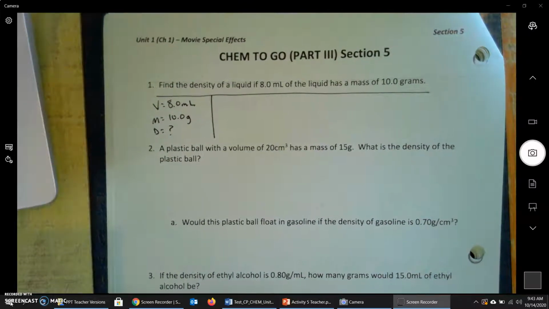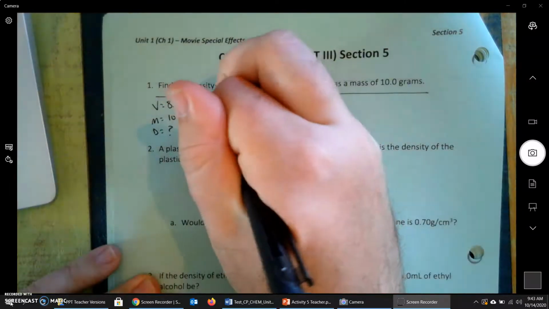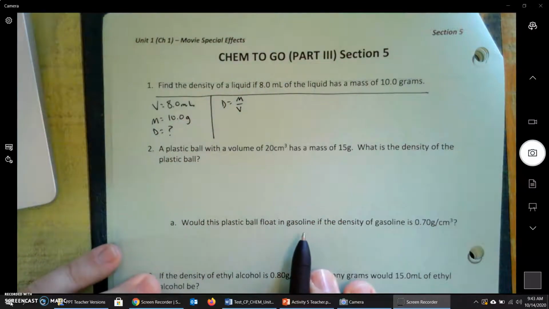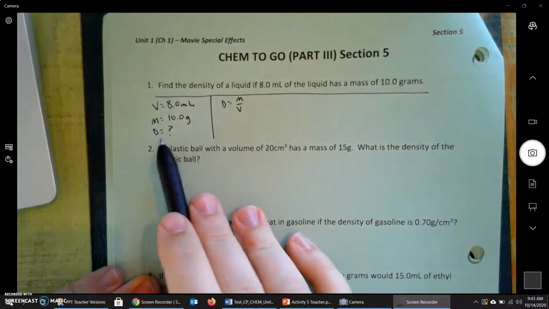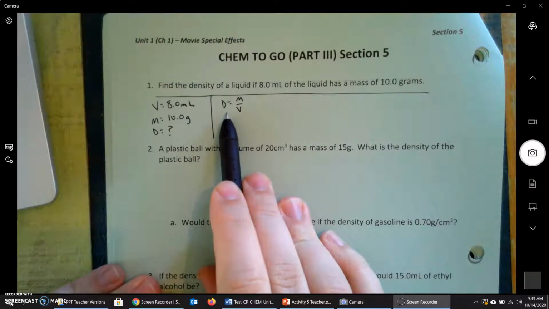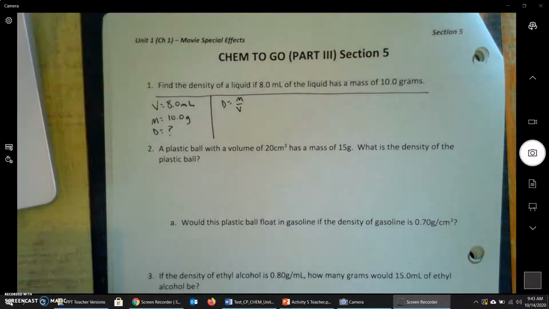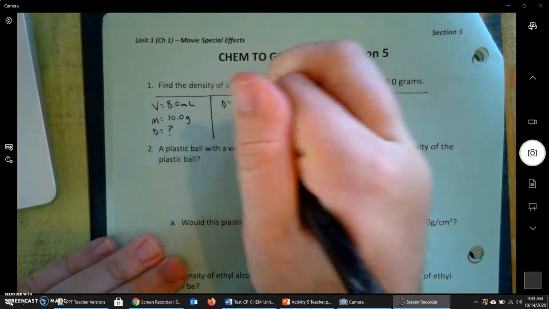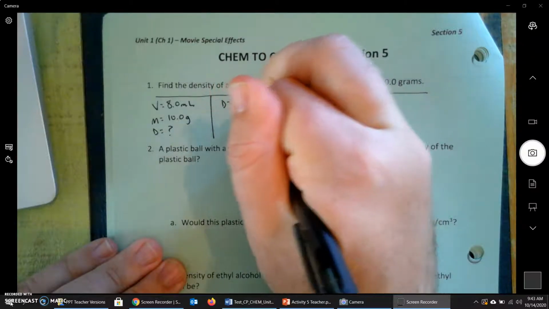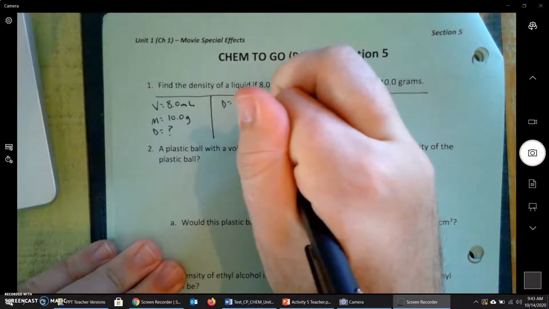Alright, so what is our formula that we can use to solve these? Well, it is D equals M over V. And in this situation, we're trying to solve for D, and I already have D by itself on one side of the equal sign. So I don't need to rearrange my formula in order to solve for my answer. I can just plug my numbers in. I have 10.0 grams divided by 8.0 milliliters.